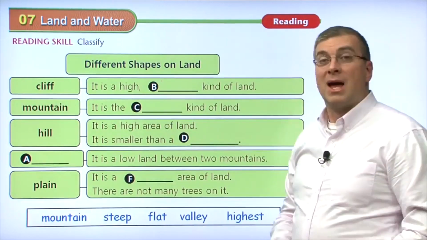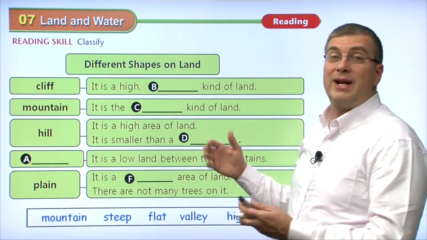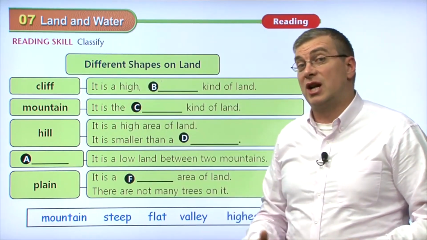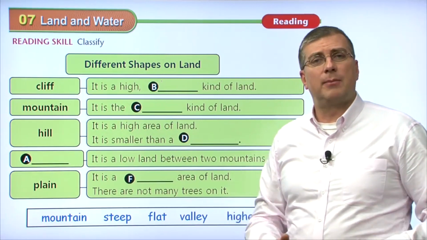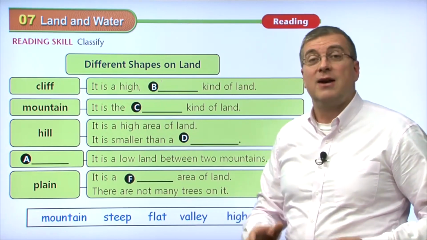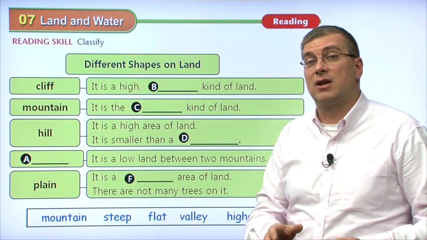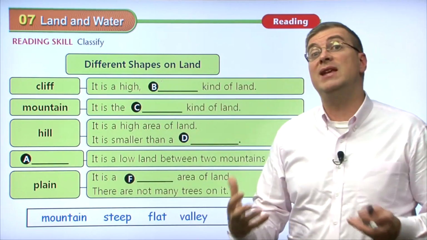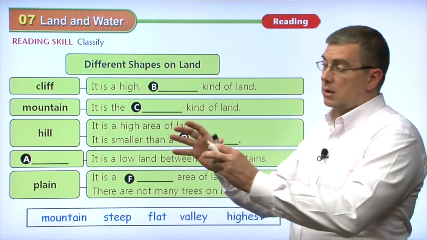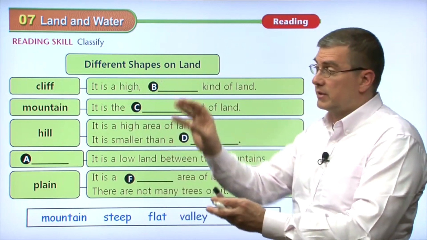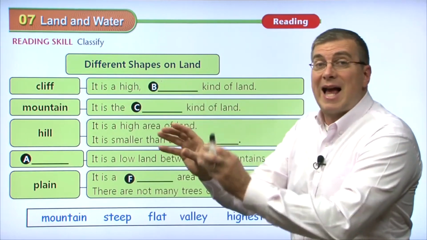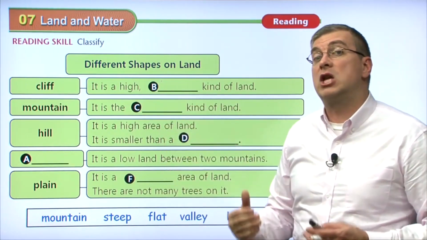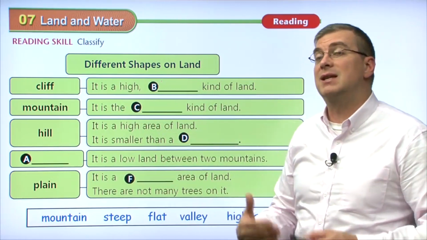Okay, now we've come to our reading skill, and our reading skill here is to classify. The reading passage we just studied is a good case study for the classification skill, because the reading passage was talking about different shapes of land or different features of the land. And when we take a look at a group of things and we say they're different, they're unique, we can classify them, meaning we can put them into different groups according to their unique features or their unique definitions.